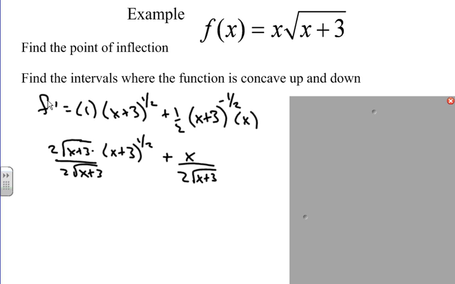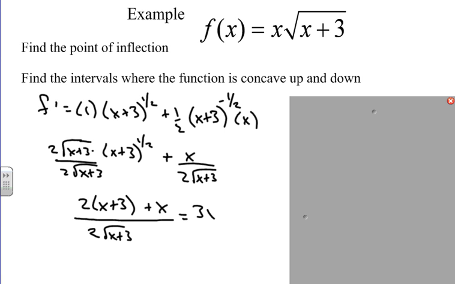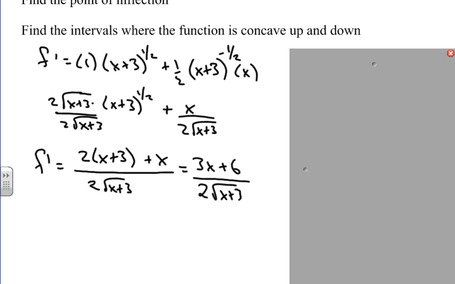And this is where all the fun algebra comes in. What we have is 2 times the quantity x plus 3, plus x, over our common denominator, which is 2 square roots of x plus 3. Simplify this, we should have 3x plus 6, all over 2 times the square root of x plus 3. So that right there is f prime. Moving a little farther, we're going to find now the second derivative of this.